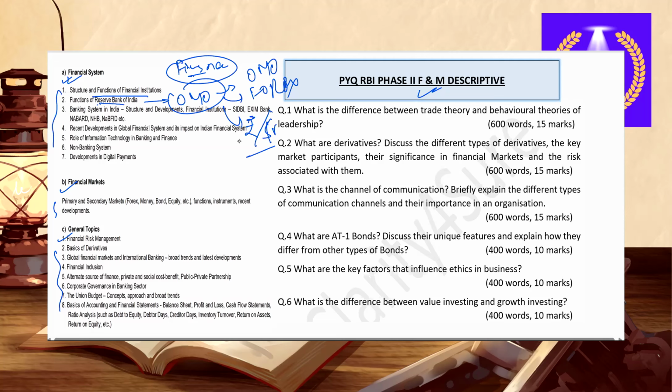And if you analyze the past 2-3 years, then you will find that you can allocate more weightage to the management part. It is a very easy section and also a scoring one, management, okay? And most of the questions are coming from management.